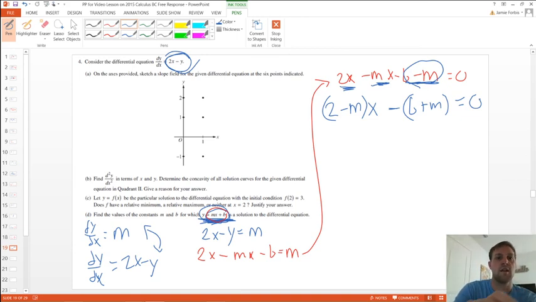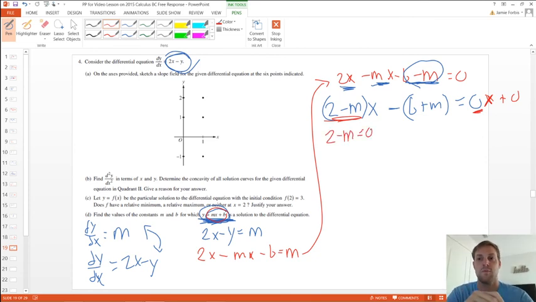If this quantity has to be equivalent to 0, remember how we did it with partial fractions sometimes when we had to solve for coefficients? We said there are actually 0 x's and 0 constants on this right side. So that means that 2 minus m x's has to be equivalent to 0 x's, so you can say 2 minus m equals 0. And that b plus m constants has to be equivalent to 0 constants, so you can say b plus m equals 0. We can solve those two.